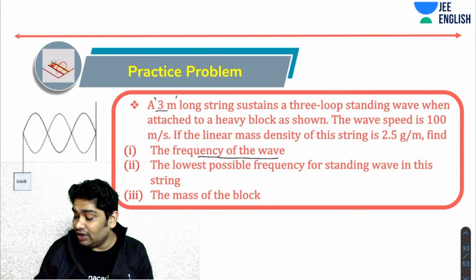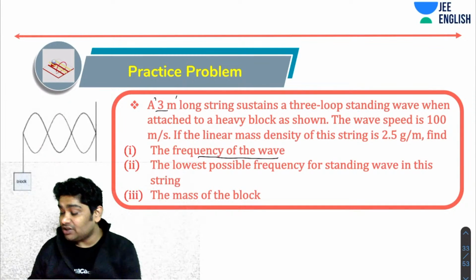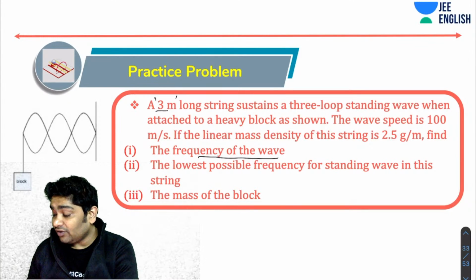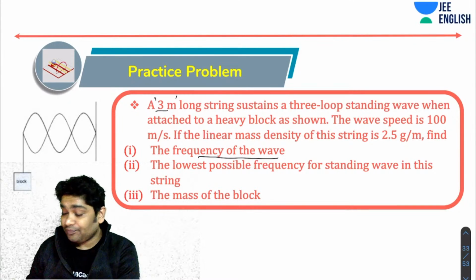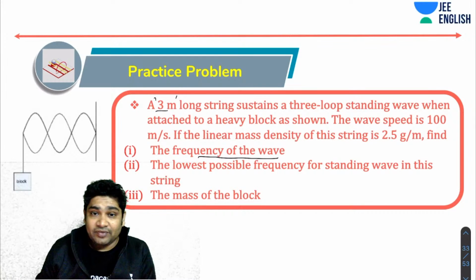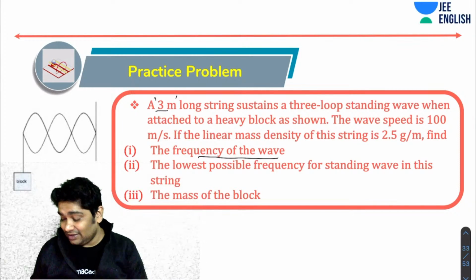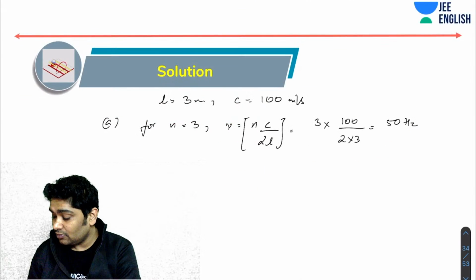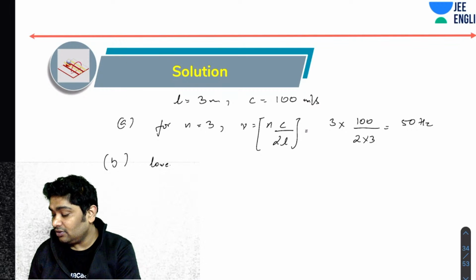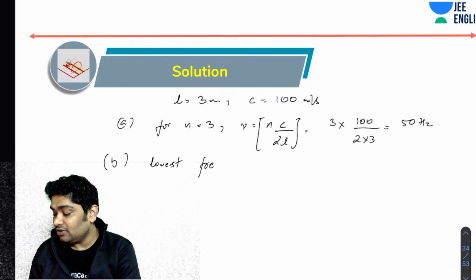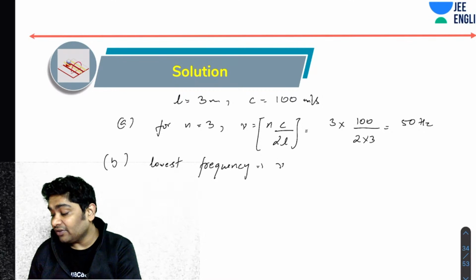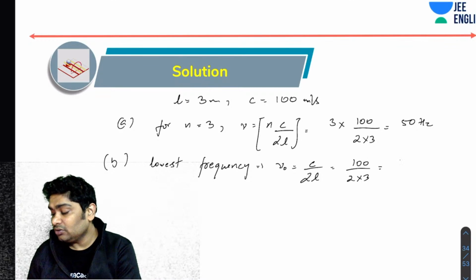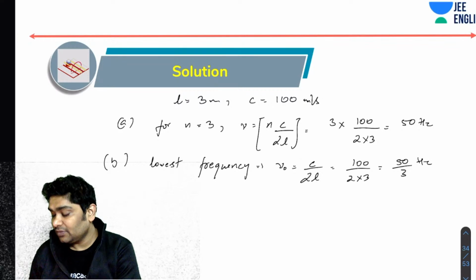Now you were asked the lowest possible frequency of the standing wave. The lowest frequency is obviously c by 2L. This again should be very simple for you to verify. The lowest frequency is the fundamental frequency, which is c over 2L. So that will be 100 over 2 into 3. That'll be 50 over 3 hertz, right?